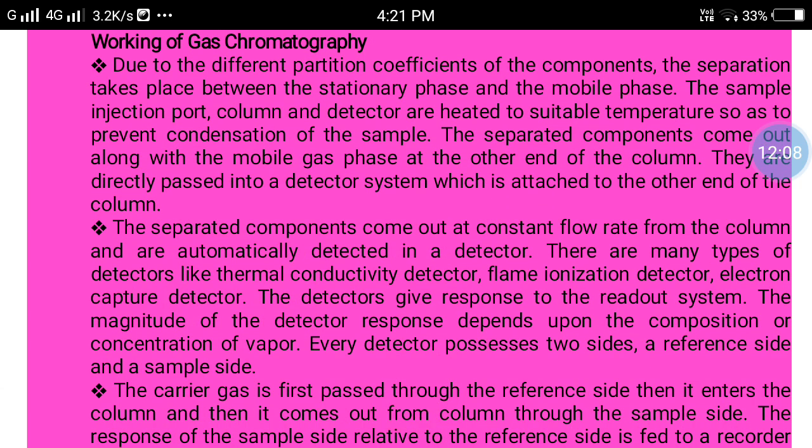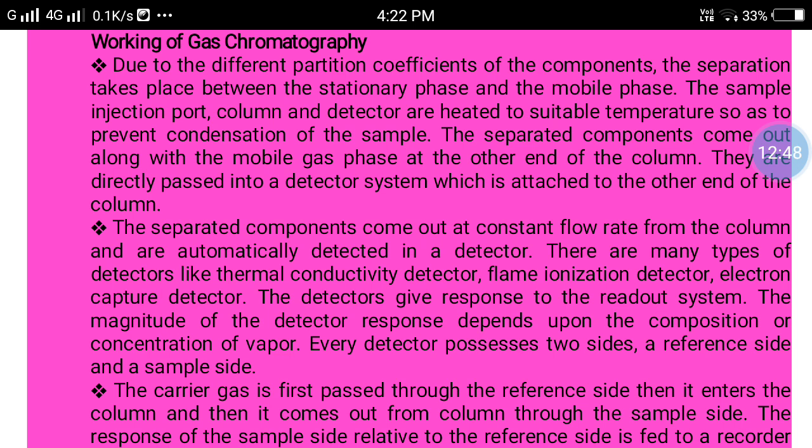The working: due to the different partition coefficients of the components, the separation takes place between the stationary phase and the mobile phase. The sample injection port, column and detector are heated to a suitable temperature so as to prevent condensation of the sample. The separated components come out along with the mobile gas phase at the other end of the column. They are directly passed into the detector system which is attached to the other end of the column. The separated components come out at constant flow rate from the column and are automatically detected in the detector.